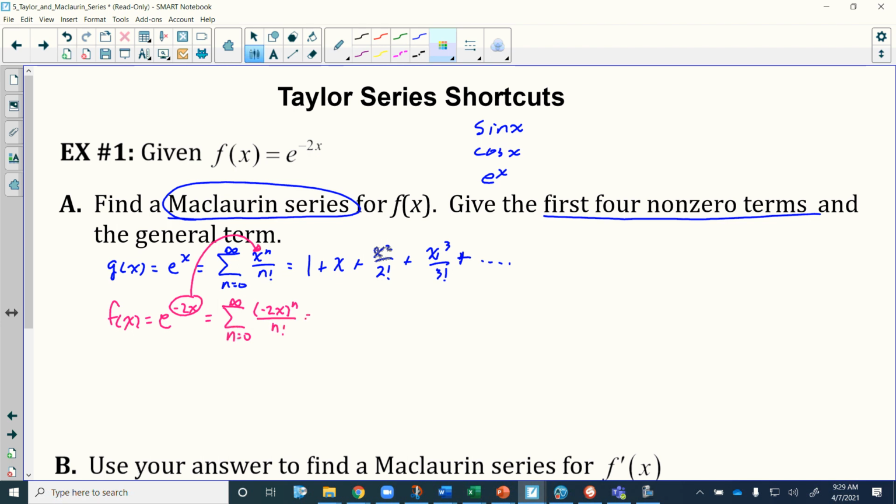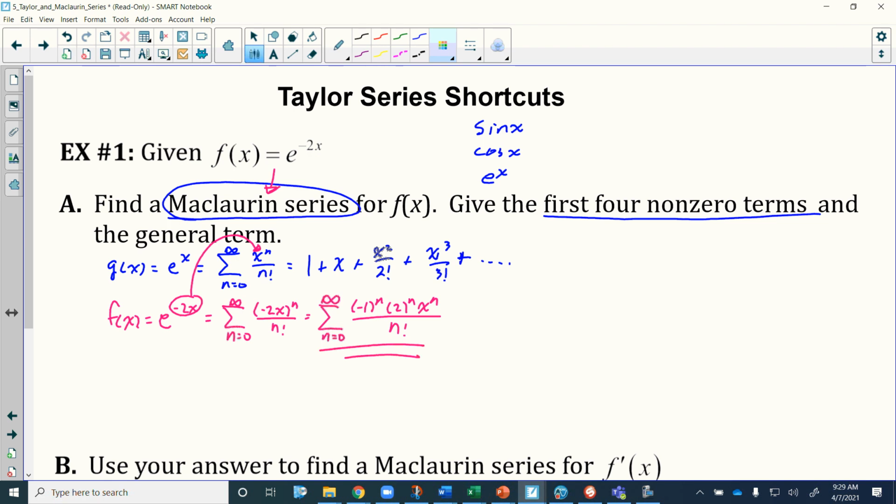Now in the numerator, essentially we have three things. We have a negative 1 multiplied by a 2 multiplied by an x, and all of it raised to the power of n. So we can expand this out a little bit: negative 1 to the power of n times 2 to the power of n times x to the power of n, all divided by n factorial. So here, when it asks you to find the Maclaurin series, there it is.